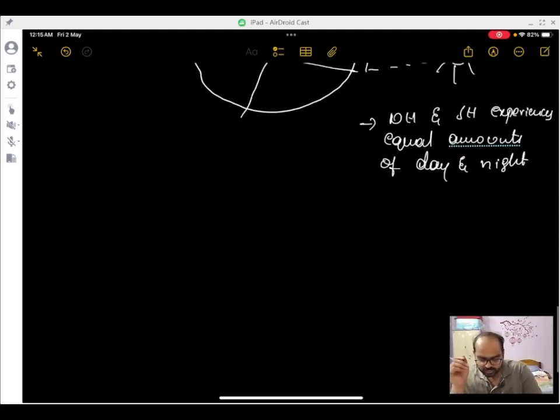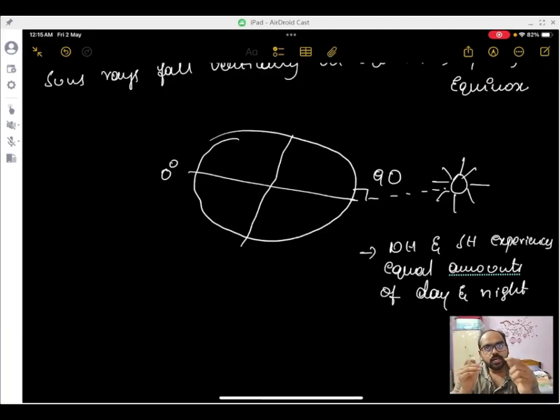While the sun's rays are falling vertically on the equator, both the northern hemisphere and the southern hemisphere experience equal amounts of day and night. Why? While the equator is receiving 90 degrees, the angle made by the sun's rays on subsequent higher latitudes is the same in the northern hemisphere and southern hemisphere. So they experience equal amounts of day, because beyond the equator, all the latitudes in both hemispheres receive an equal amount of sunlight. And also they experience the same equal amount of night.